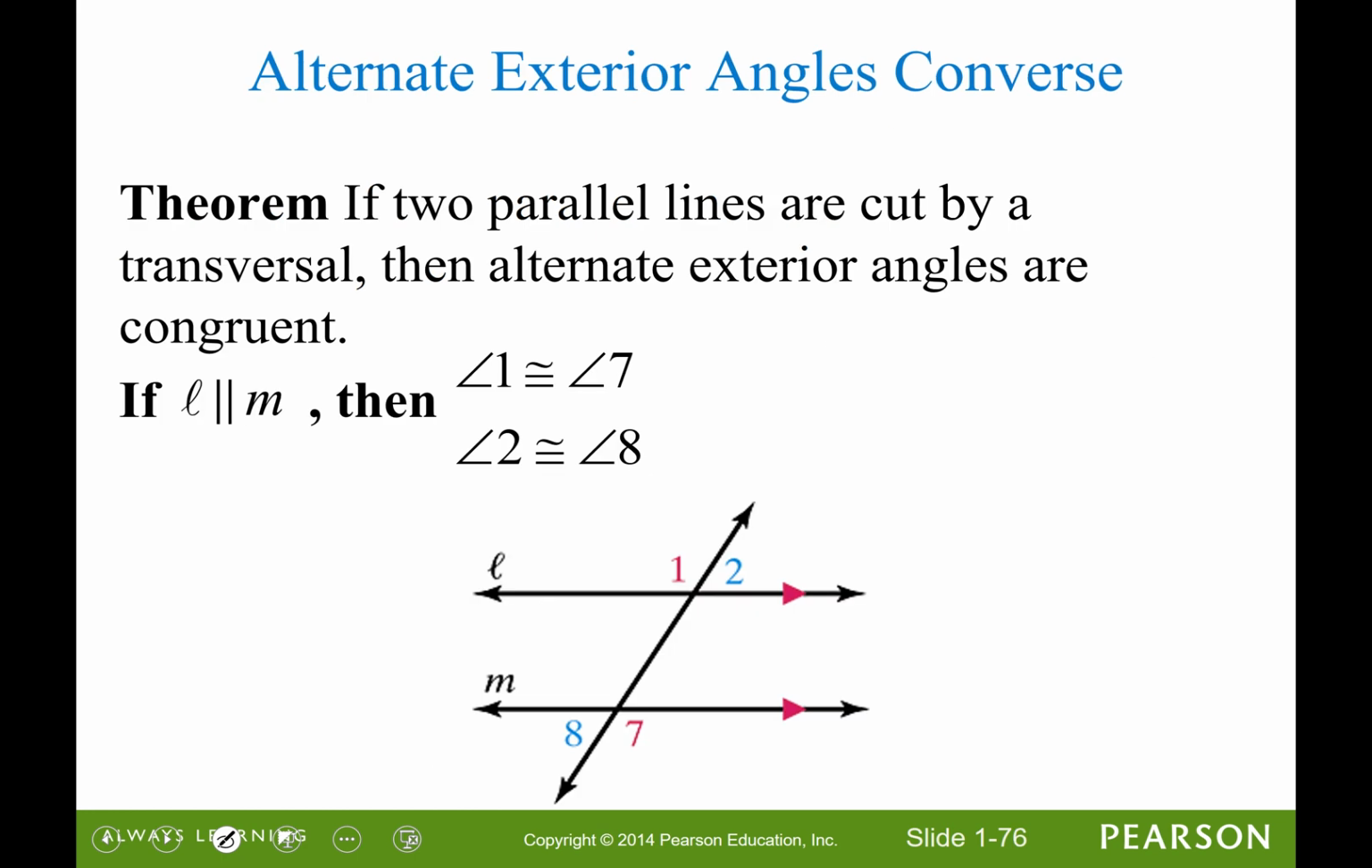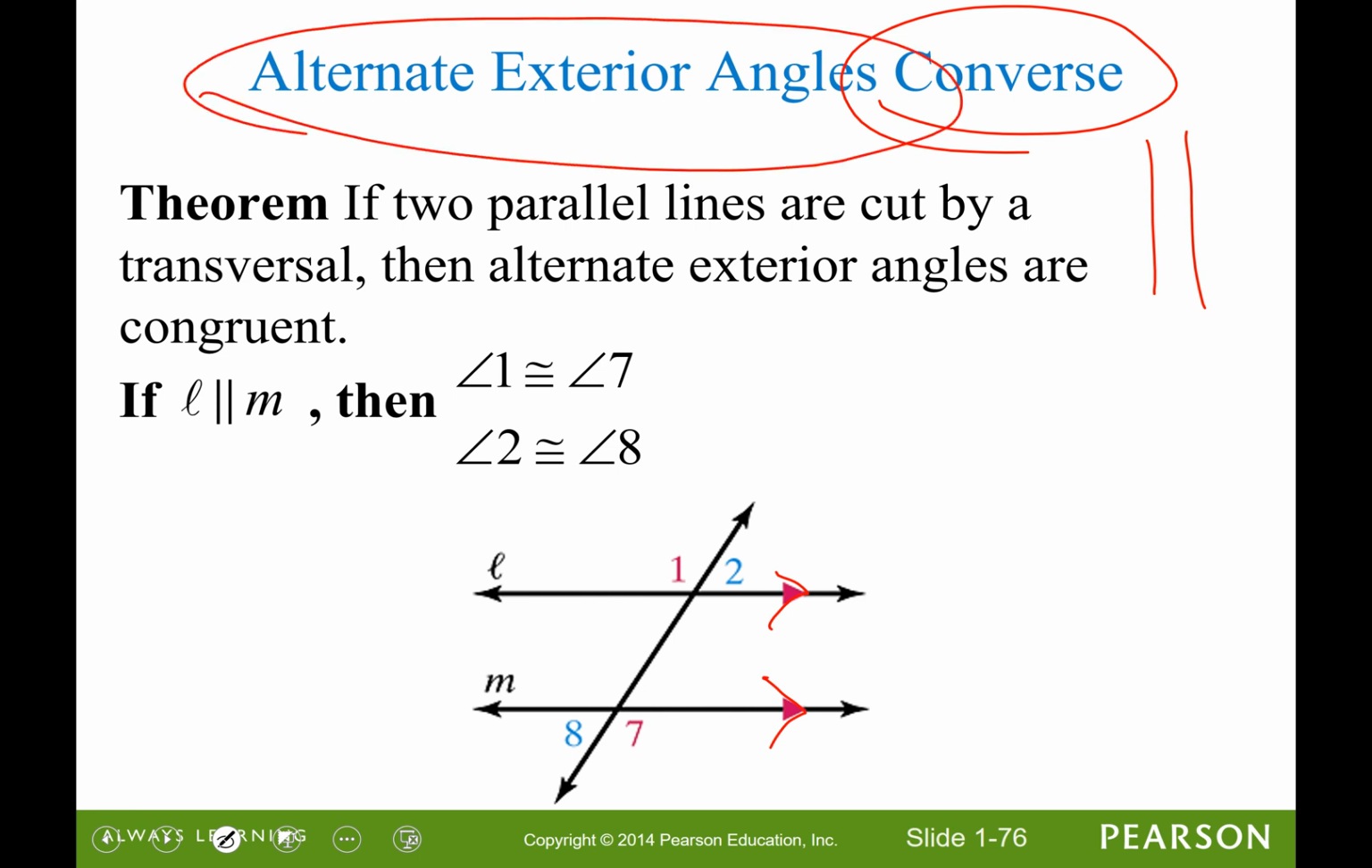Alternate exterior angles, converse. Okay, so how do all the converses start? If you said with the parallel lines, you got it right. So if this geometric code is here, then alternate exterior angles are congruent. So alternate exterior, so opposite sides of the transversal and on the exterior.